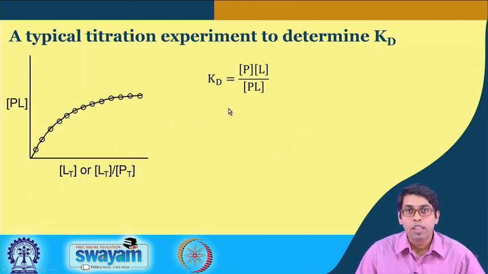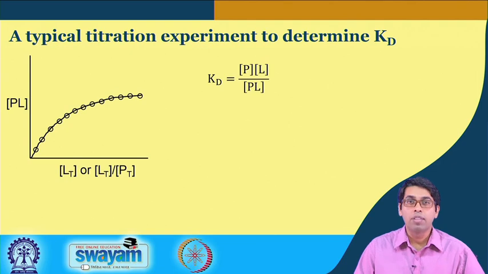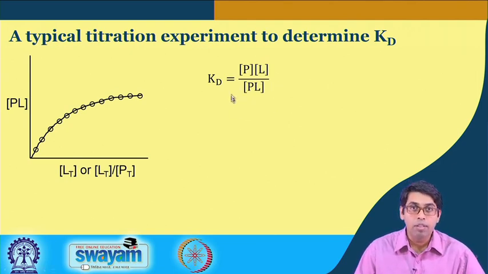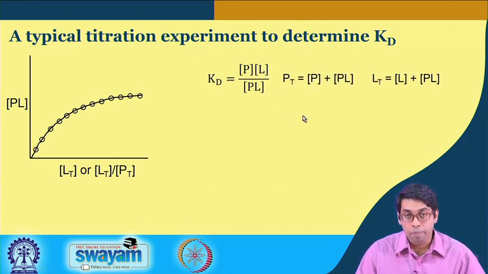This is our data. Kd we know is given by the free protein concentration multiplied by free ligand concentration divided by the protein ligand complex. Normally, the experiments are set up in such a manner that we can measure the formation of the complex. So, we know what is PL, we know the protein ligand complex concentration, but we do not know what is the concentration of our free protein and what is the concentration of our free ligand. But what we do know as experimental control is the total concentration of the protein, because that is what we started with, and the total concentration of the ligand.